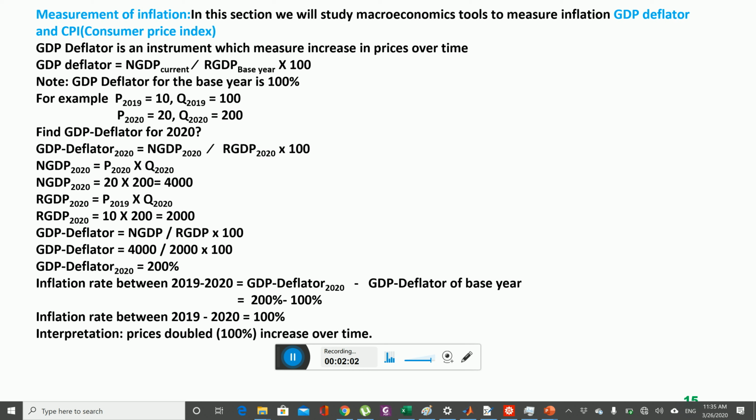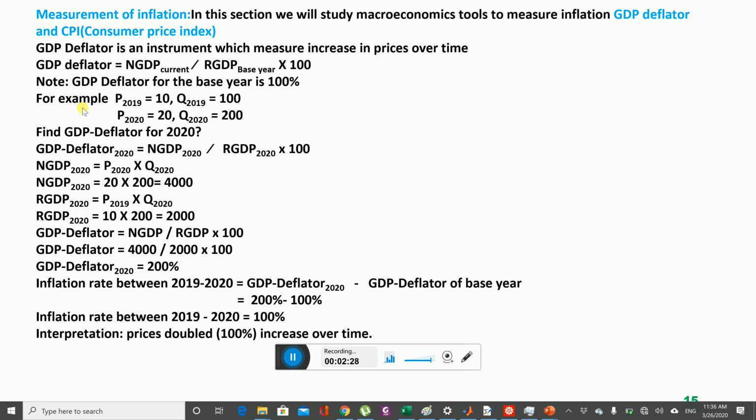So one thing should be clear to you students: the GDP deflator value for the base year will always be 100%, because for the base year nominal GDP and real GDP are the same, and when we put them in the formula, it gives us a 100% result. So for the base year the GDP deflator is always 100%.